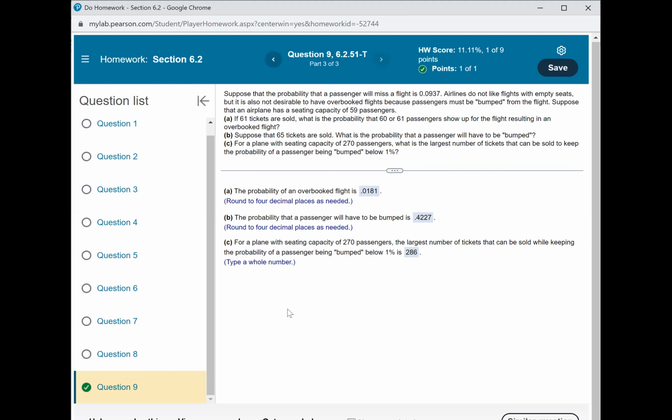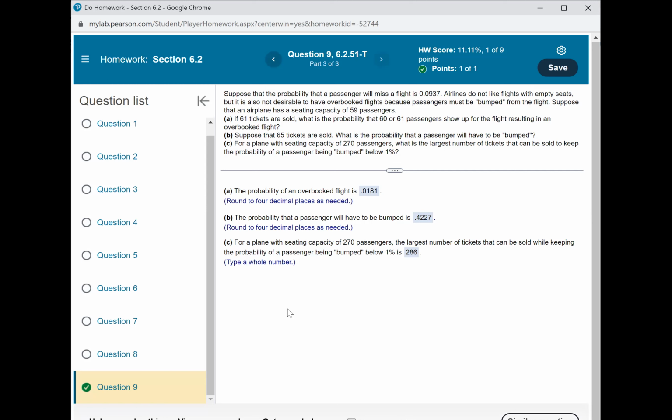Suppose that the probability that a passenger will miss a flight is 0.0937. Airlines do not like flights with empty seats, but it is also not desirable to have overbooked flights because passengers must be bumped from the flight. Suppose that an airplane has the seating capacity of 59 passengers. A says, if 61 tickets are sold, what is the probability that 60 or 61 passengers will show up for a flight, resulting in an overbooked flight?